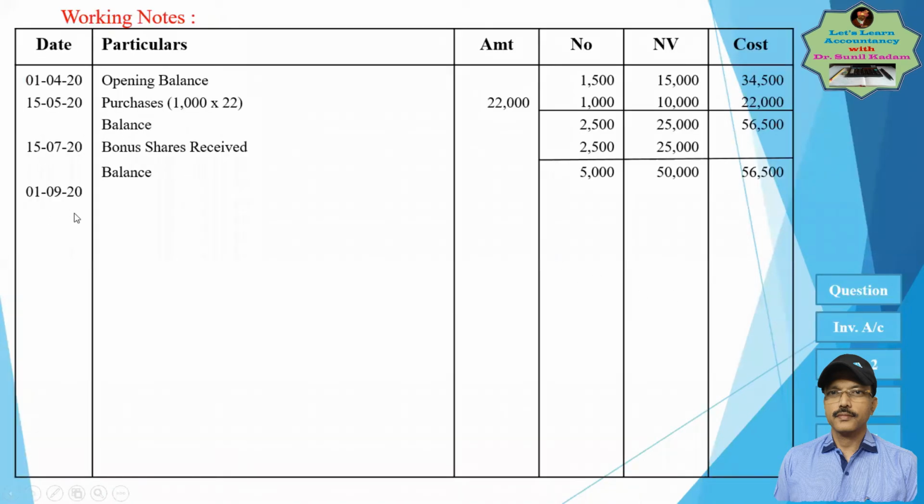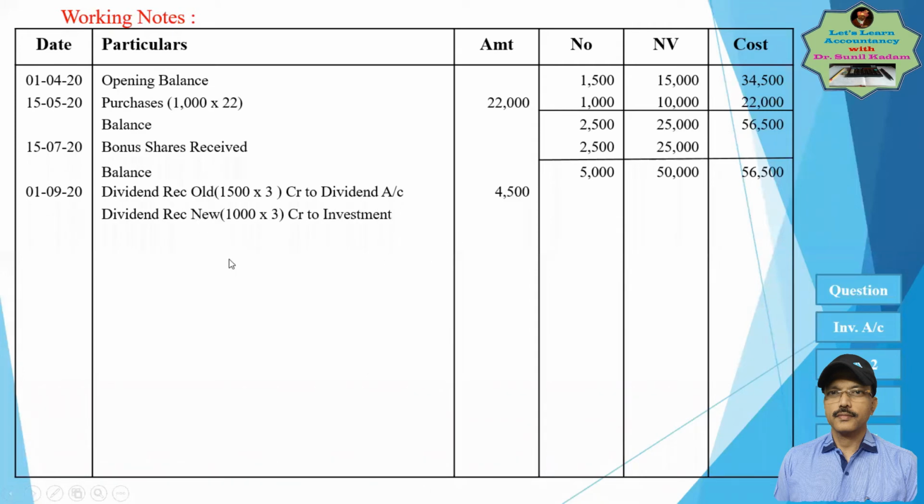We will write here 1st September, dividend received, held balance 1,500 into 3. It is credited to the dividend account 4,500. And the new purchase was there, 1,000 into 3. It is a pre-acquisition dividend. We will receive this amount, but it will be credited to the cost. It will be credited to the investment account. After this dividend, the balance available on 1st September is 5,000 number of shares, nominal value 50,000, and the cost again is reduced to 53,500.